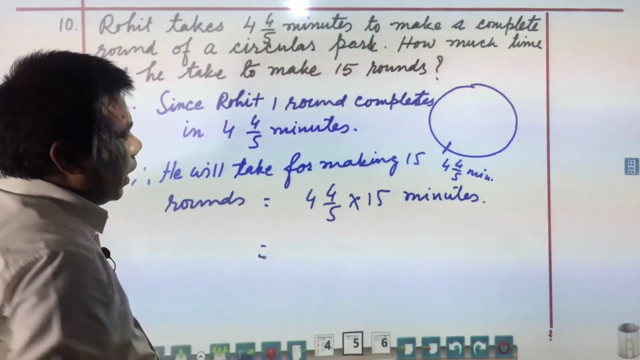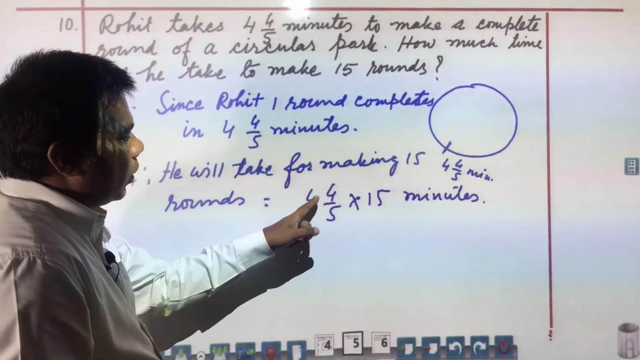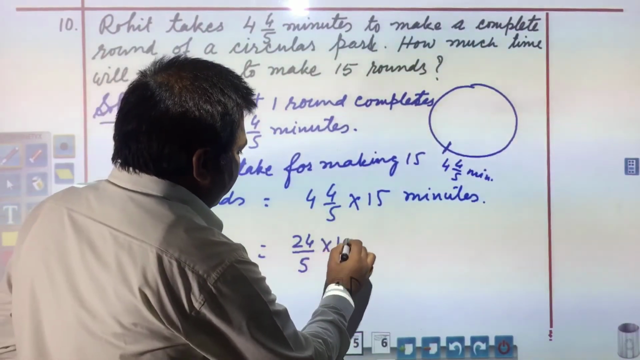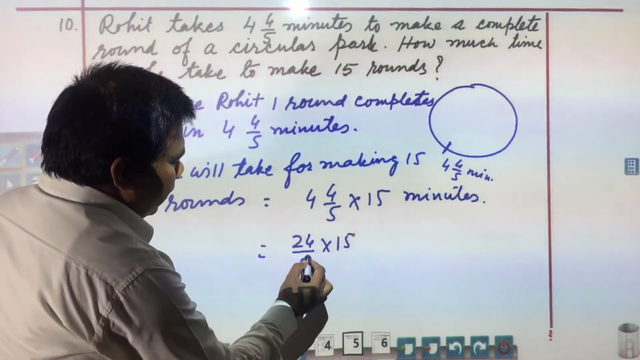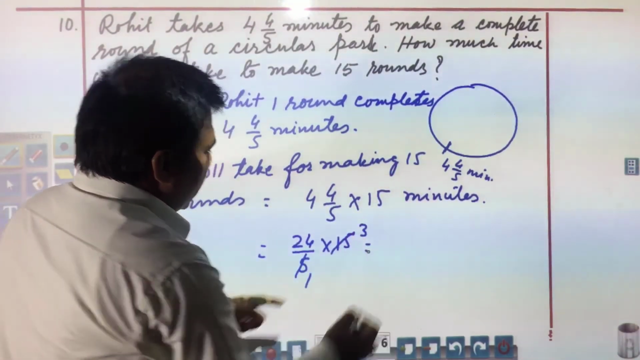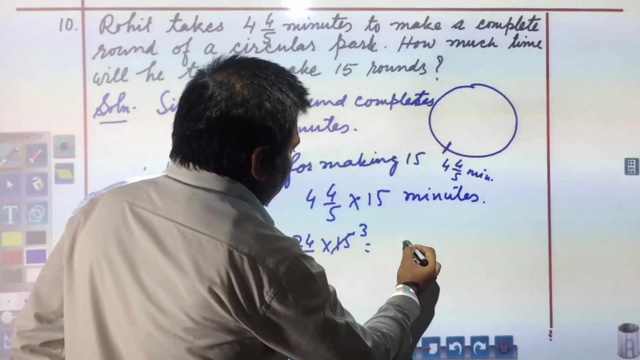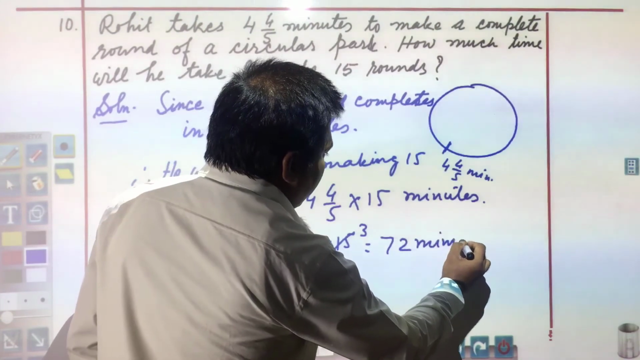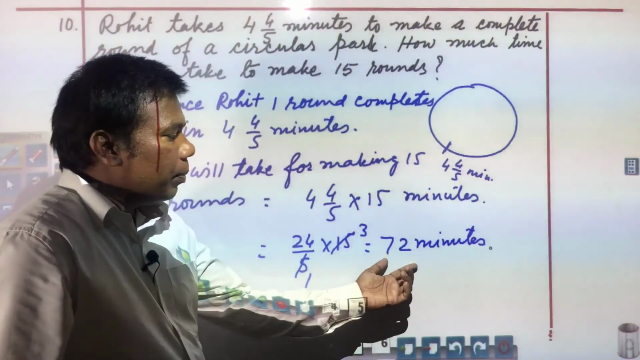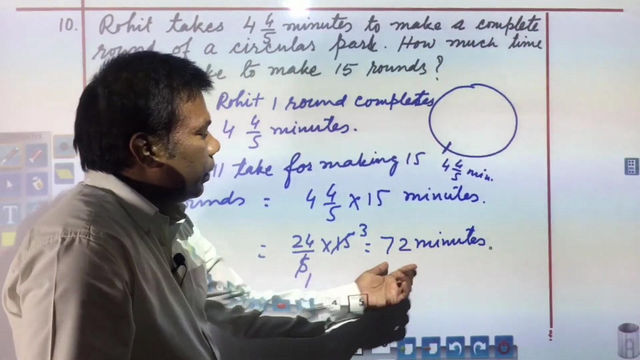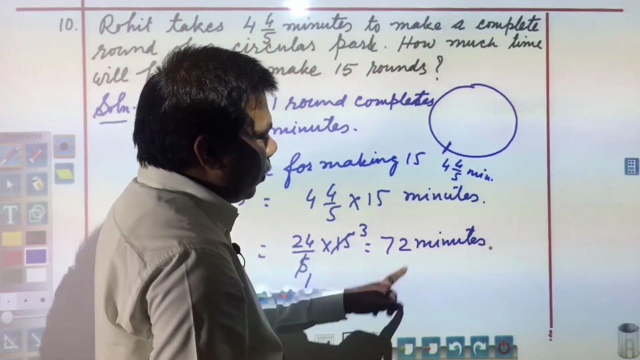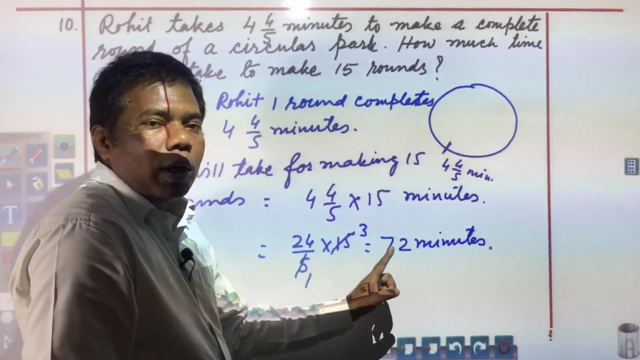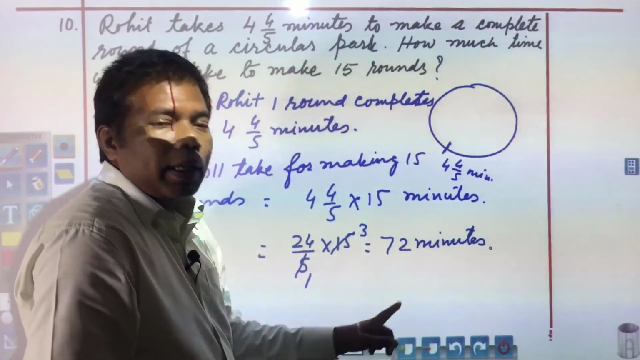So, just solve this. How will you solve? 5 4s are 20, 20 plus 4 is 24, divided by 5, into 15. This can be cancelled: 5 1s are 5, 5 3s are 15. Multiply this: 3 4s are 12, 3 2s are 6 and 1 is 7, this much minutes, 72 minutes. This can be converted into hour and minute. So, 72 minutes means 72 divided by 60 hour, or simply, 72 minutes you have, 60 minutes is 1 hour. So, 1 hour and 12 minutes it can be written.